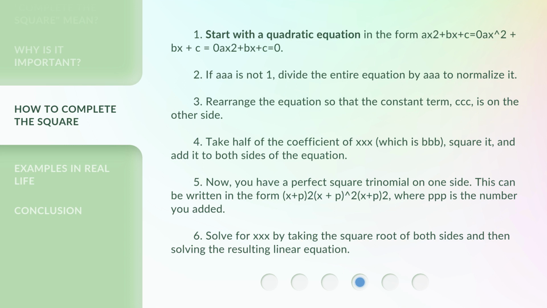4. Take half of the coefficient of x, which is b, square it, and add it to both sides of the equation. 5. Now, you have a perfect square trinomial on one side. This can be written in the form x plus p squared, where p is the number you added. 6. Solve for x by taking the square root of both sides and then solving the resulting linear equation.